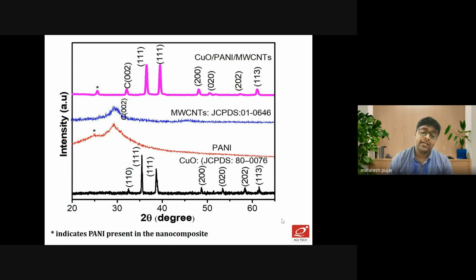This is after getting the nanocomposite powder. First, we went for XRD, so that we can confirm whether the peaks match the earlier literature. Here we can observe the pink line. I have put a star mark there, which indicates the peak of the PANI. We cross-verified this, and the data matched the JCPDS files that I have mentioned here, 800076 and 010646. By this, we can confirm that we have synthesized the composite of copper oxide, PANI, and the carbon nanotubes.